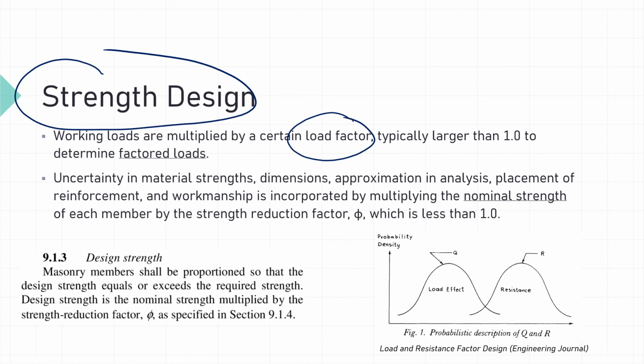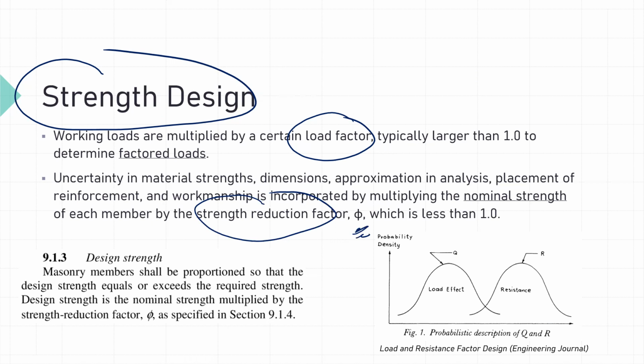On the resistance side of our equation, due to uncertainty in material strengths, dimensions, approximation of analysis, placement of reinforcement, workmanship, and things like that, we take our nominal strength. Today we're focusing on flexural design, so we take our nominal flexural capacity, or nominal moment capacity, and multiply it by a strength reduction factor, usually denoted by phi in our codes, which is almost always less than 1, and we come out with a factored capacity.